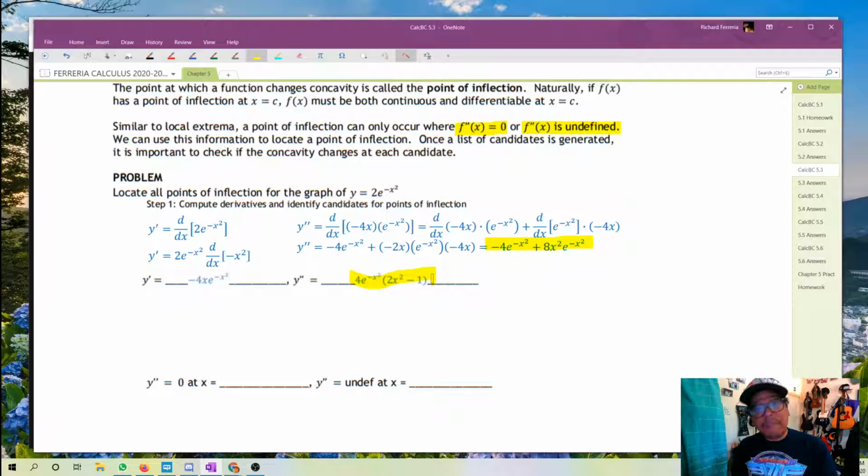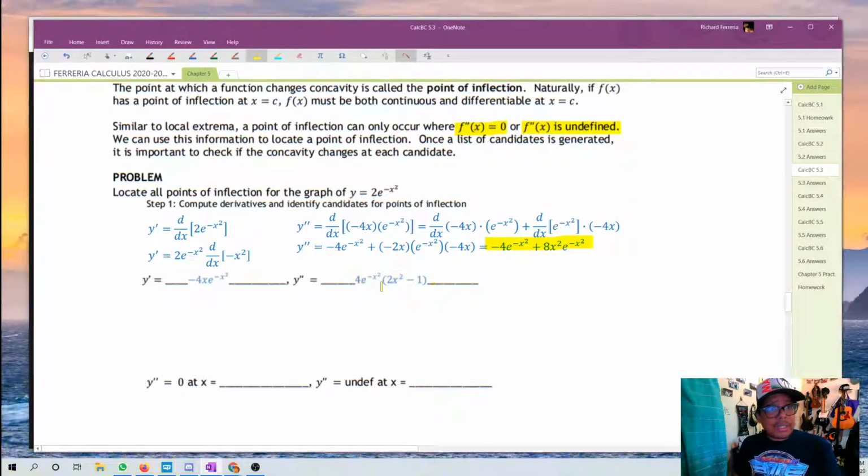The undefined part is more difficult for a lot of students, but e to the negative x squared, that's never undefined. And then 2x squared minus 1, that second factor, well, that's never undefined either. So really it's sufficient to say when are either of these factors equal to 0.